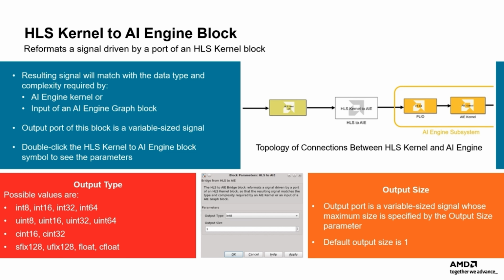The output port of this block is a variable size signal. Double-click the block symbol in the tool environment to see the parameters of the HLS kernel to AIE block. Possible output type values are shown here. The port is a variable size signal whose maximum size is specified by the output size parameter. The default output size is 1.